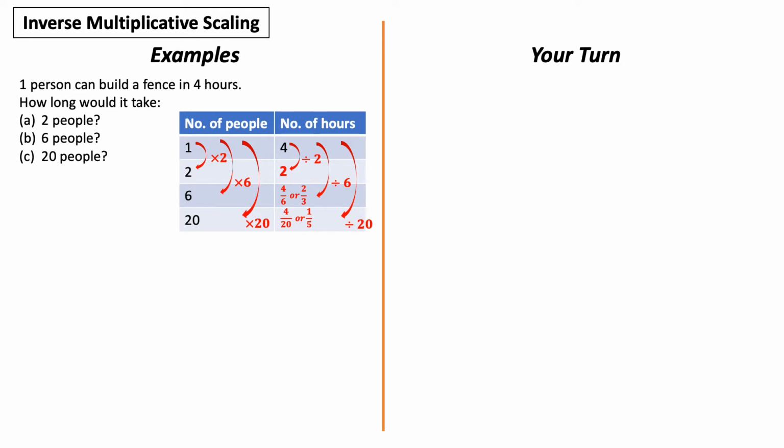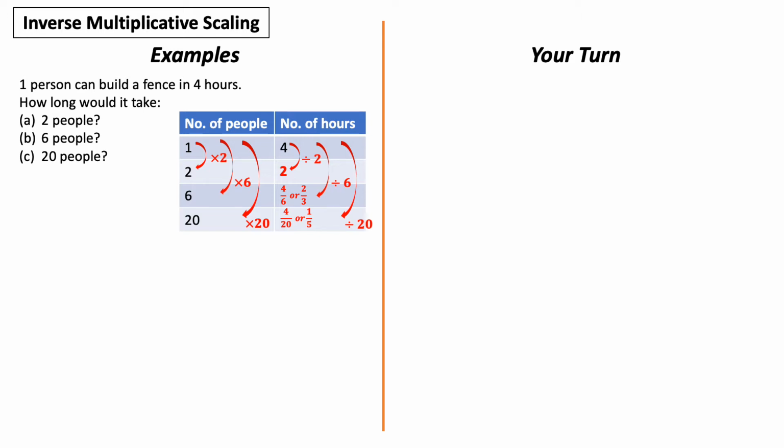Okay, so let me just talk through what I did here. So I've got a question here. I'm told one person can build a fence in 4 hours, and then I'm asked how long it would take for 2 people, 6 people, and then 20 people. So I thought it'd be helpful to set up a table to start with the information that I've been given. So I know it takes one person 4 hours, so that's my start point.